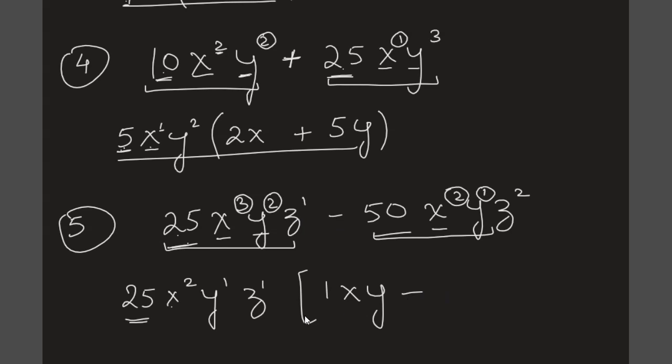Then I put this minus sign in here and I do 25 multiplied by what will give me 50, and that's a 2. Then I see x, I have 2 x's here, I have 2 x's here. I'm not left with any x to be put in here. I have 1 y, I have 1 y. I'm not left with any y's as well. I have 1 z, I have 2 z's here. So I'm left with 1 z to be put in there. And this is my final answer for common factoring.